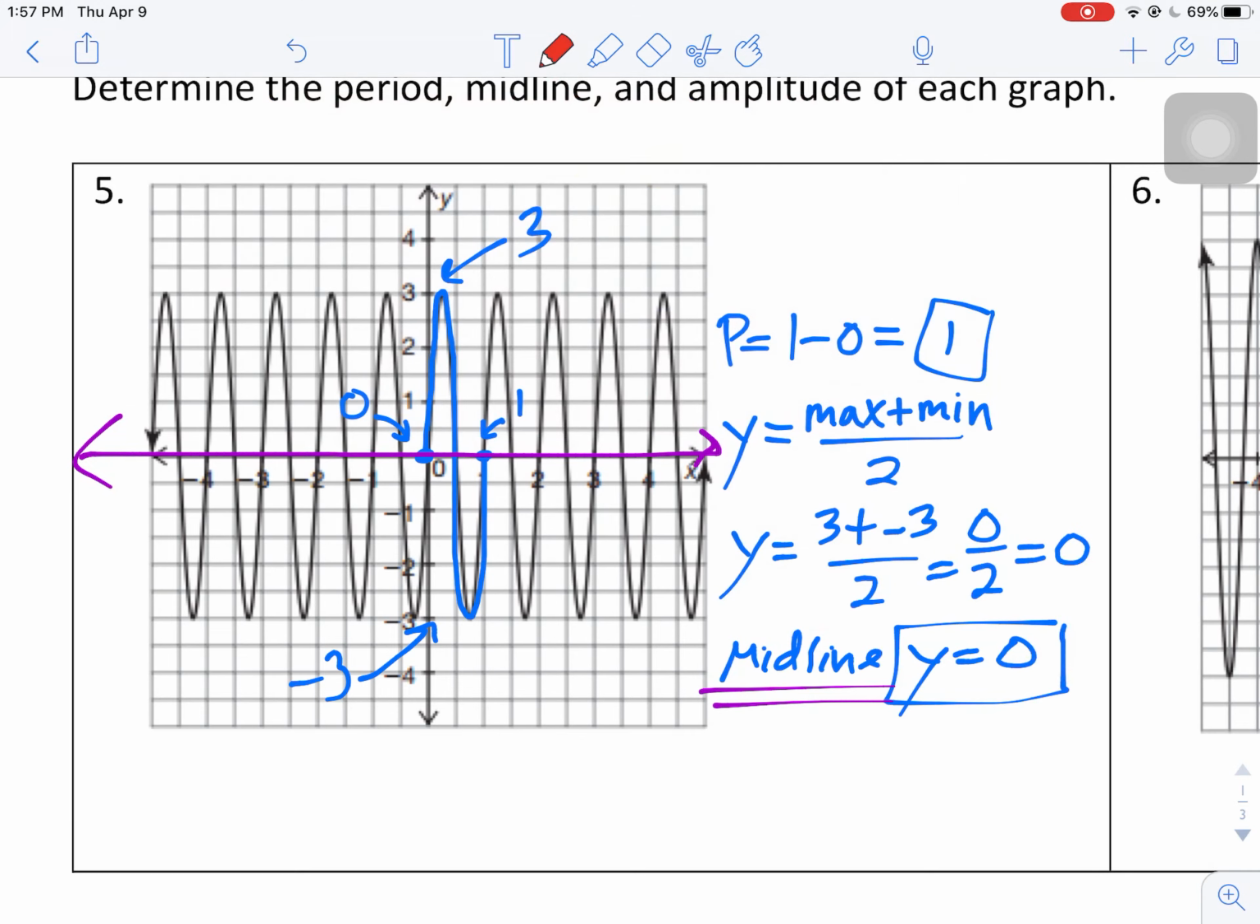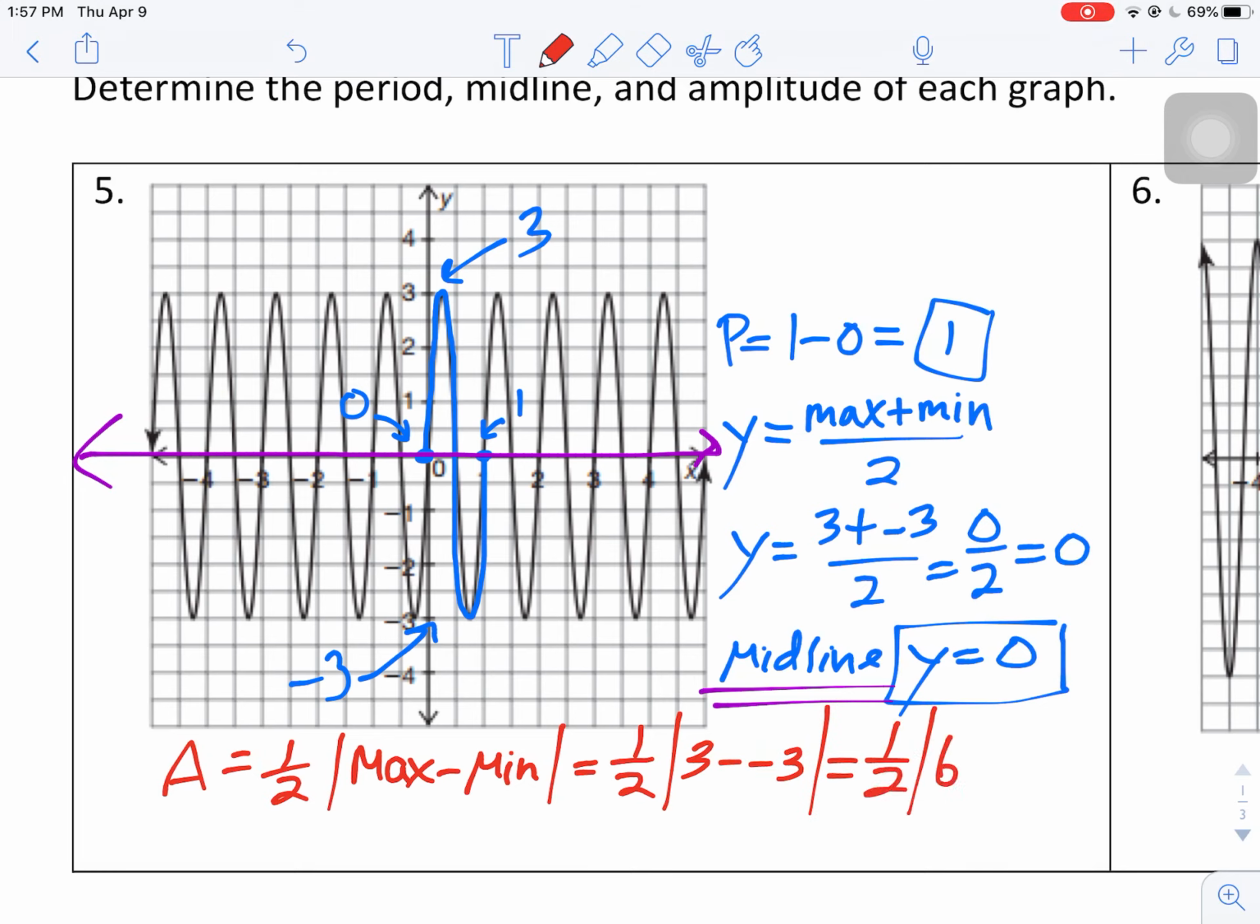Last thing they want us to do is amplitude. So amplitude is 1/2 the absolute value of the maximum minus the minimum. So 1/2 absolute value of 3 minus -3. So 1/2 absolute value of 6 should be 3. And we can kind of double check that.